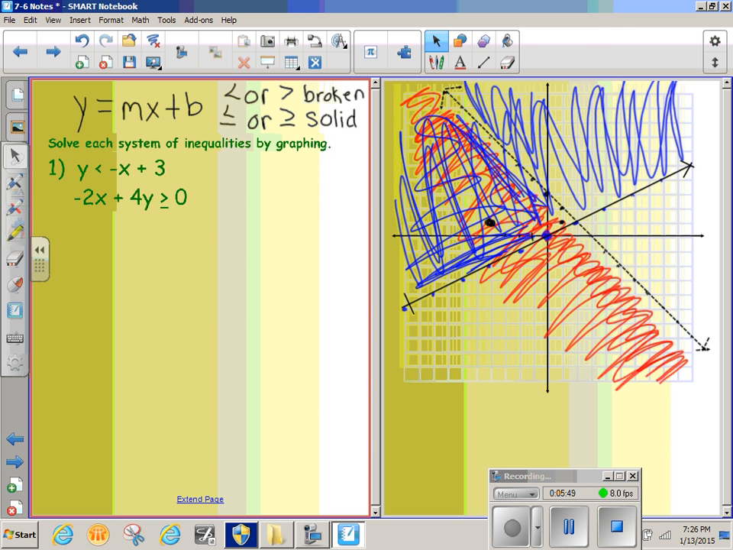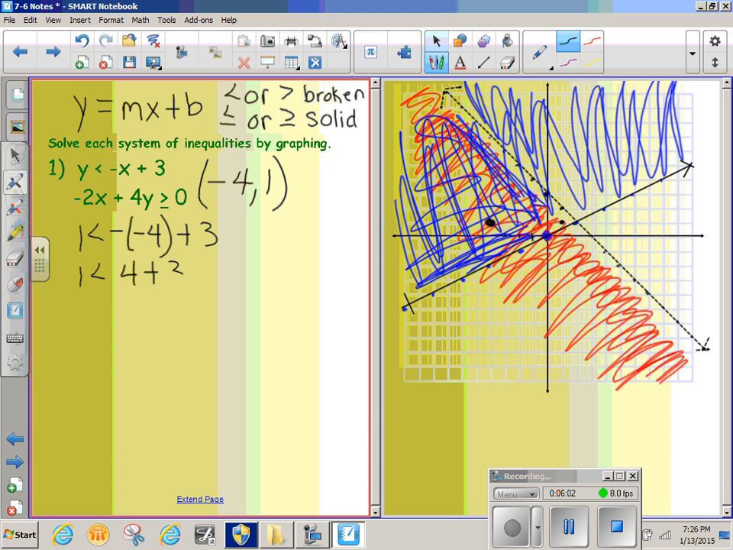So -4, 1, I'm going to plug it back into the equation. So that's 1 is less than -4 plus 3. 1 is less than 7. So that one checks. Let's see about the second inequality.